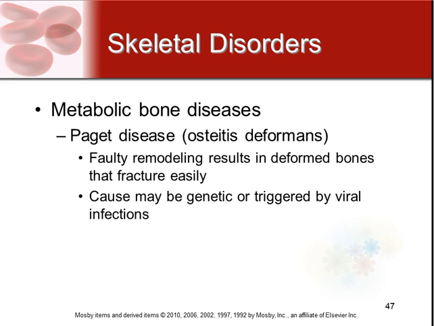So another type is Paget's disease. And that's when there's like a faulty remodeling process. So basically it just makes these really deformed bones. Because they're deformed, they're not growing normally, they fracture really easily. And that's normally caused either by a genetic factor or it's triggered by a viral infection in the bone. So here you can see where this bone has just kind of grown not quite correctly. That's Paget's disease.